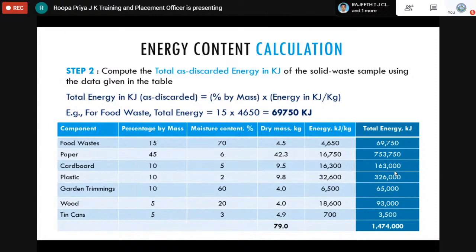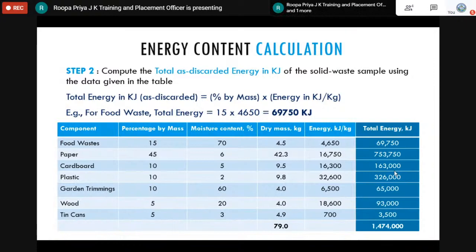You can calculate this total energy by multiplying the percentage by mass, that is your second column, into the energy in kilojoule per kg, as-discarded. That is again given in your question. So according to this slide, you can see the second column and the fifth column, that is the energy in kilojoule per kg, is actually multiplied.